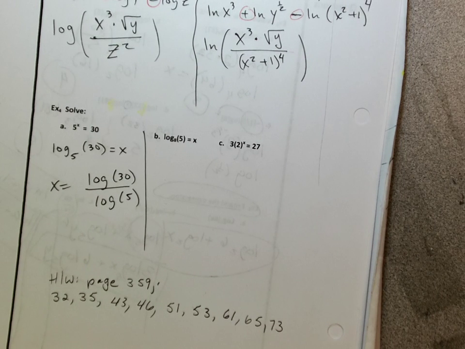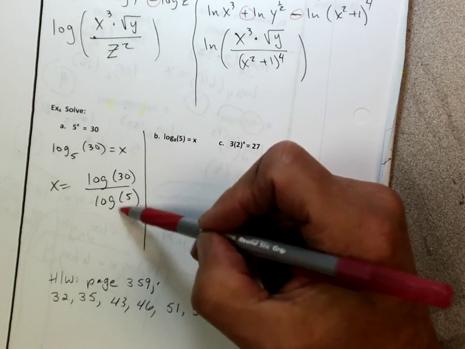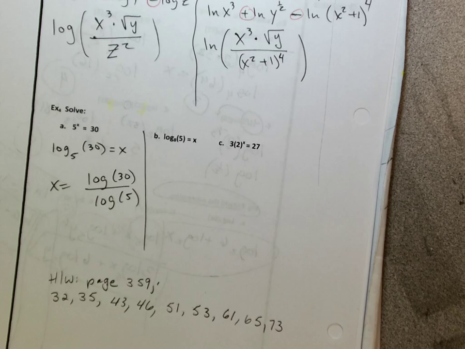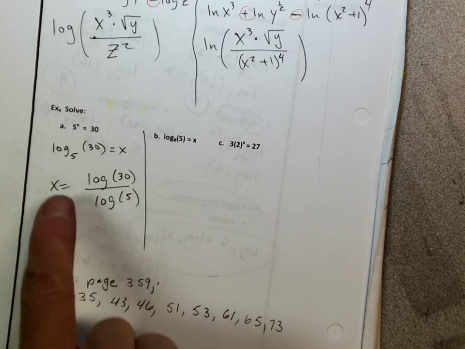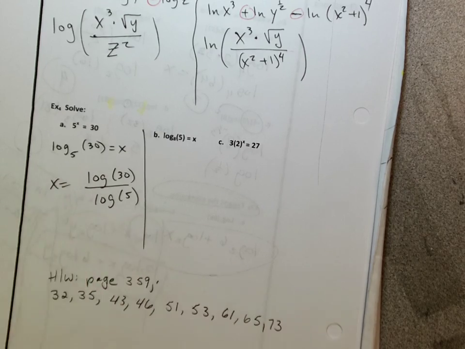You've got to be careful. What's the base? I didn't write a base. The base is 10. Why do I like 10? Because I can put it in my calculator. If it's base 5, I can't. Well, some of you can, some of you have fancy calculators, but base 10 for sure.